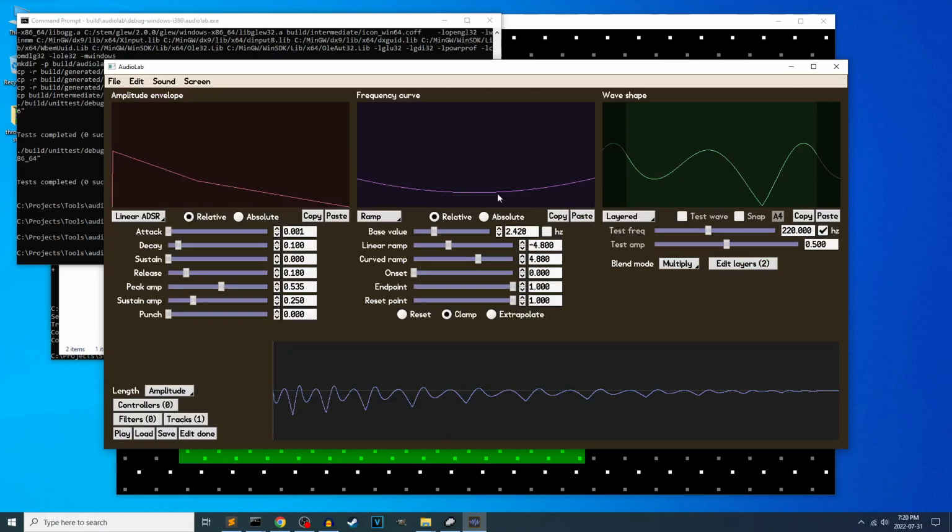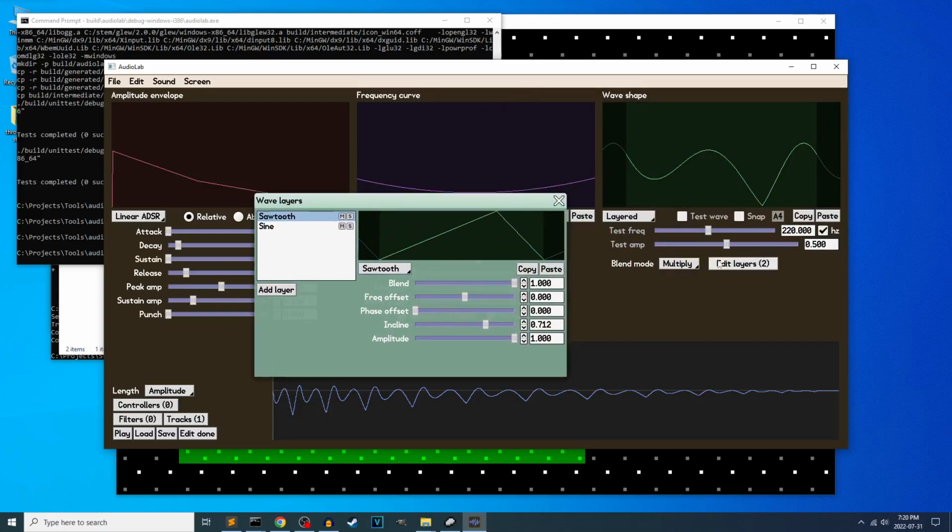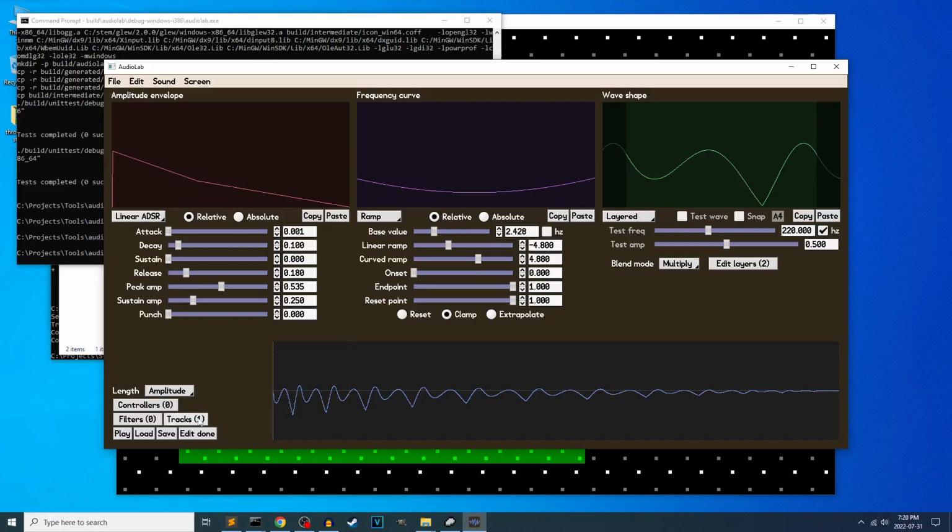Okay, this has a weird frequency curve. It goes back up after it... Yeah, I can hear that, it sounds like some kind of bounce back or something. Kind of goes up at the end. Yeah, so multiplied sawtooth and sine, just like the other one, but with a different curve on it.